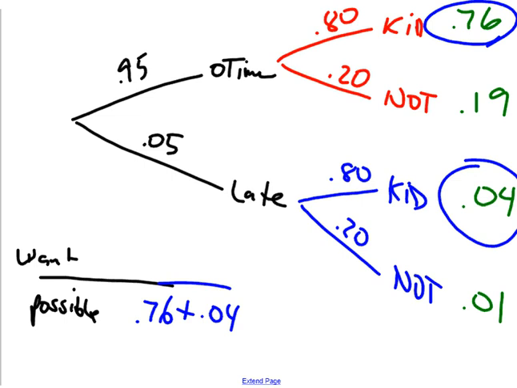Okay, good. Then, what was the thing I wanted? I wanted to know what was the probability I would be what? On time. Now remember, some of you are going to say, well, both of these are you being on time. But one of these isn't possible. Only one of those was possible because I said there was a kid there. So it had to be that one. So final answer, 0.76 over 0.76 plus 0.04. And it does come out to be that.